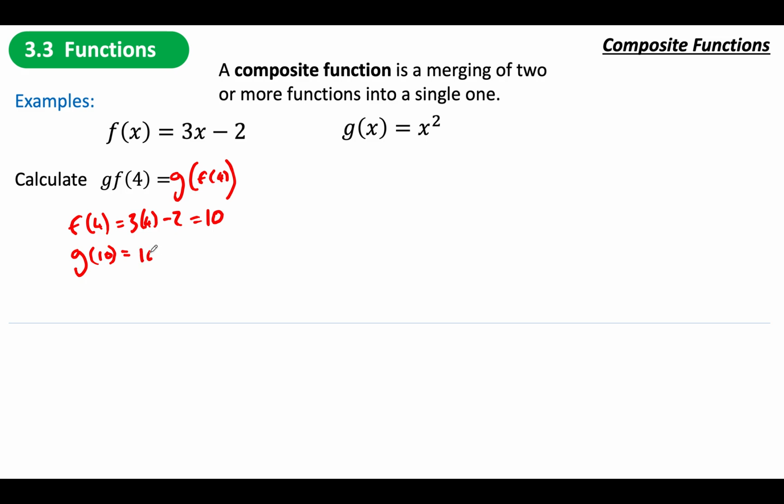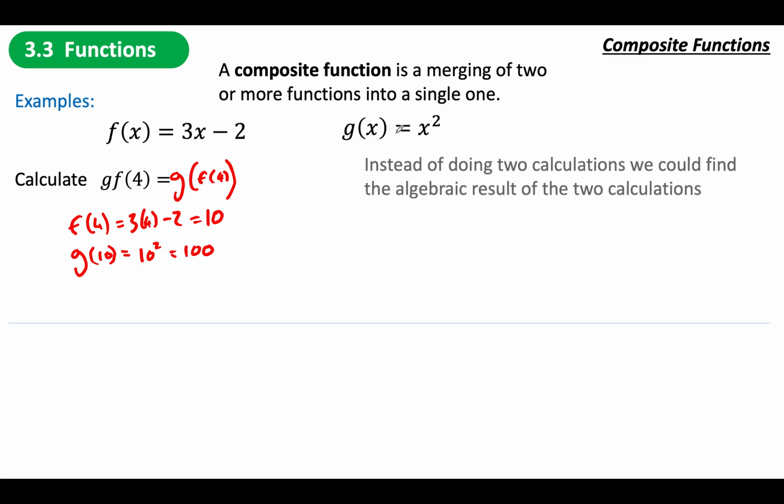And g of x, obviously, is x squared. So this will be 10 squared, which is 100. And we could do that for individual ones, right? But instead of doing two calculations, we could find the algebraic result of the two calculations. That would give us a new function, which means we'd only need to do the calculation once. It's the algebraic result of putting the two together.